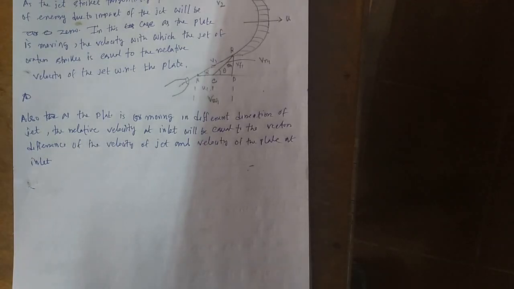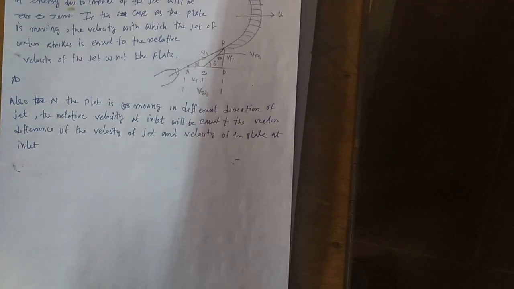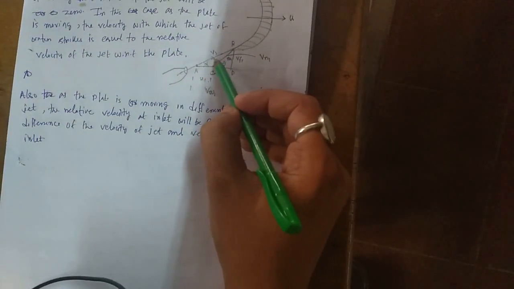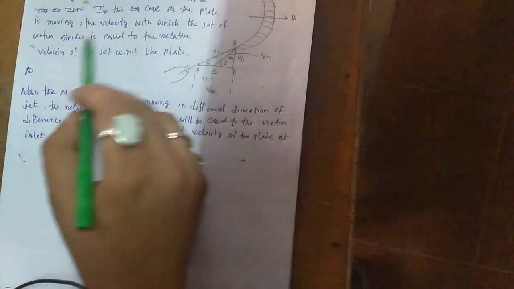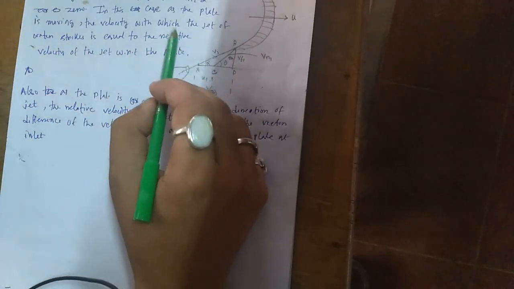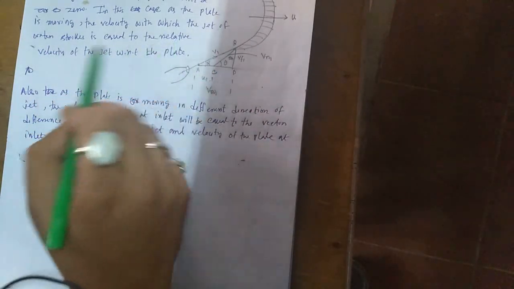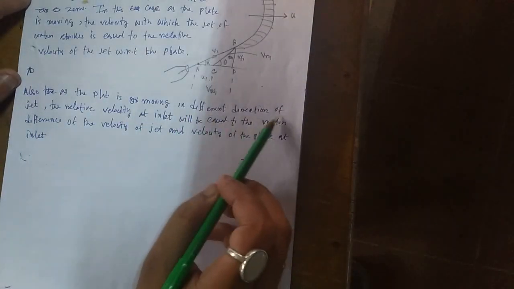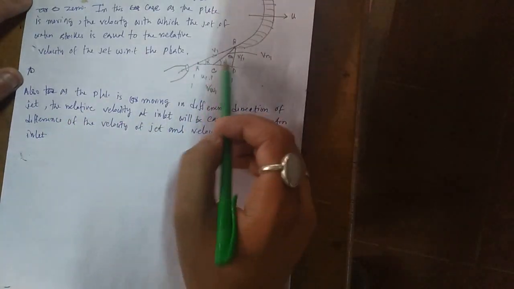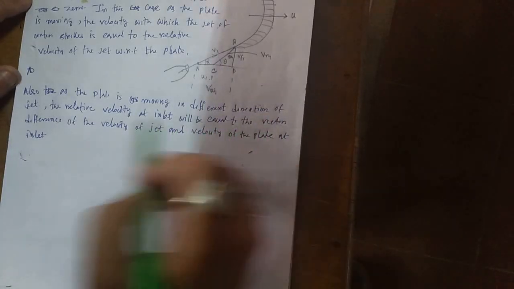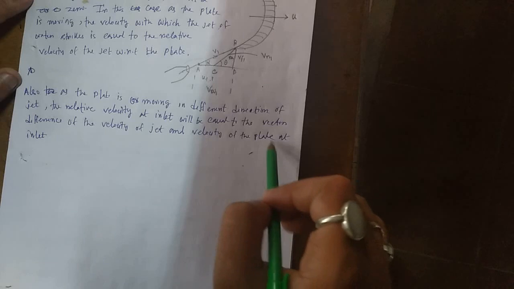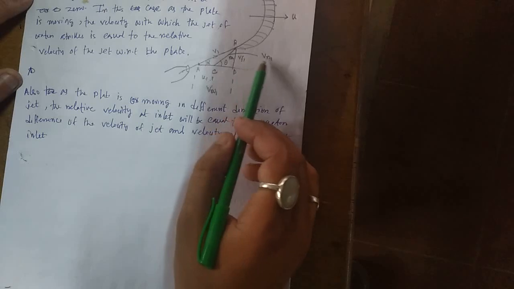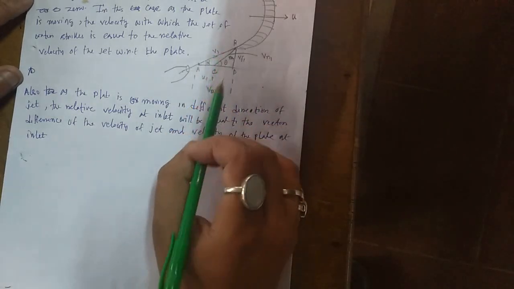Okay, so we see that in this case, as the plate is moving, the velocity with which the jet of water strikes, this is the velocity of jet of water, that is V1, is equal to the relative velocity of jet with respect to plate. But as the plate is moving in a different direction of the jet, the relative velocity at inlet, meaning VR1, will be equal to the vector difference of the velocity of jet and velocity of the plate at inlet, meaning V1 and U1. The VR1 is the vector difference of V1 and U1.